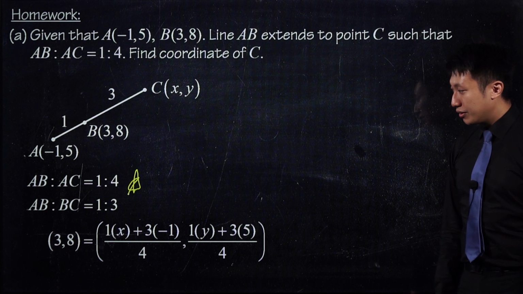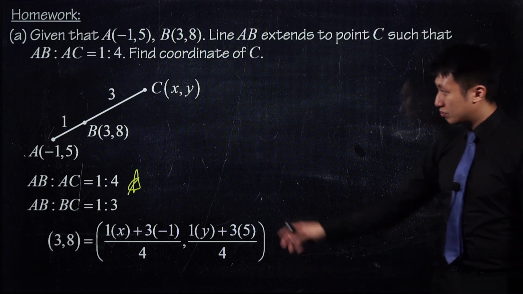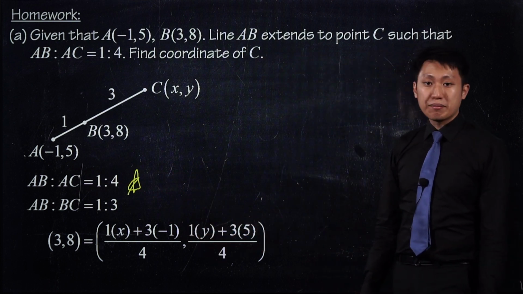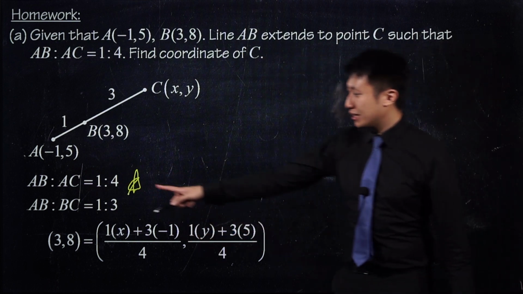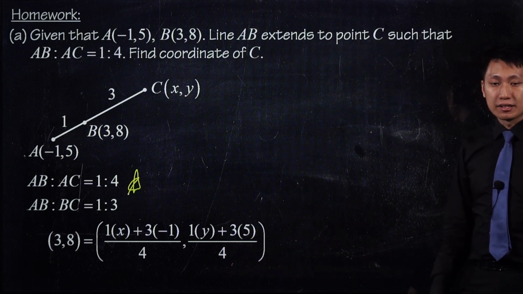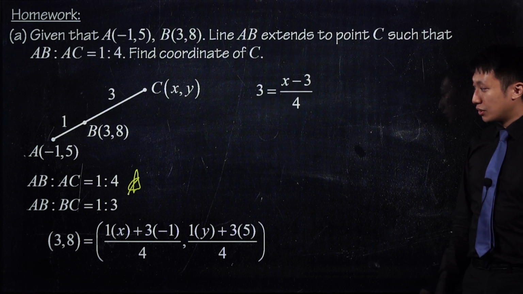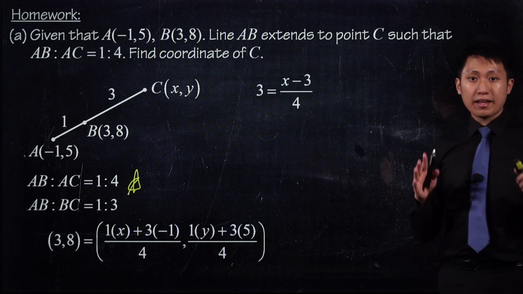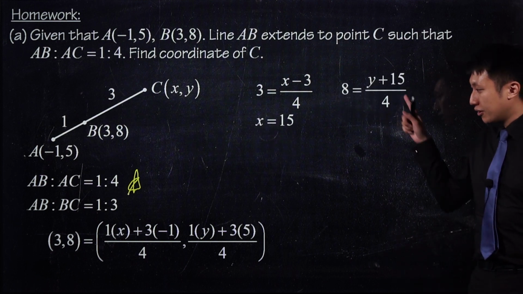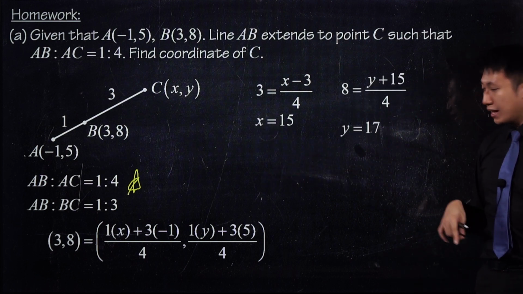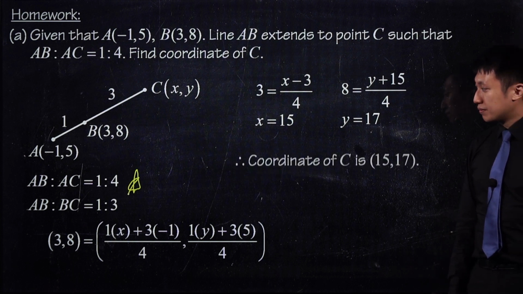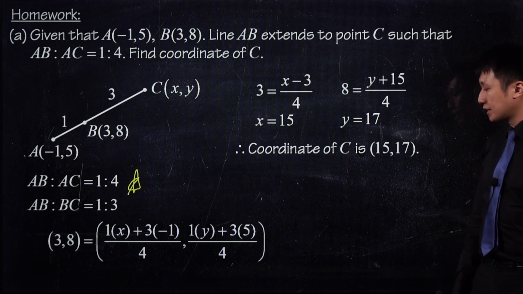Okay, then what we do here? So 3, 8 is equal to cross and cross. So I got this one. Add them up is 4. So the main point is this one, not this one. This one is very simple. Just follow the formula and you get the answer. Okay. So I compare coordinate by coordinate. I get this one. Solve for it. I get this. Coordinate by coordinate. I get this one, and I get this. Okay, that's your answer. Great. Coordinate for C is (15, 17).